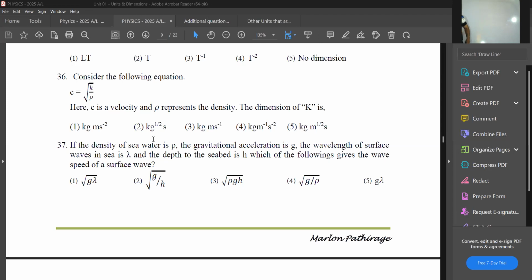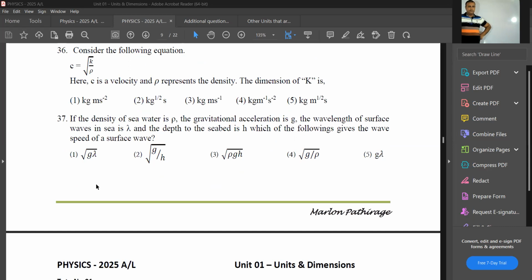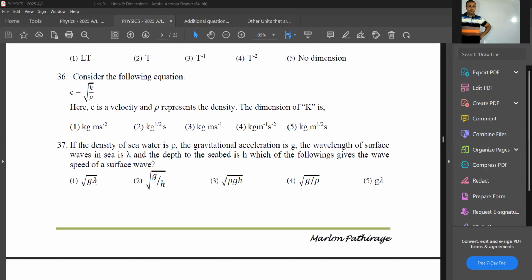What is the answer for question number 37? If the density of seawater is rho, the gravitational acceleration is g, the wavelength of the surface wave is lambda, and the depth to the surface is h, what is the wave speed of the surface?